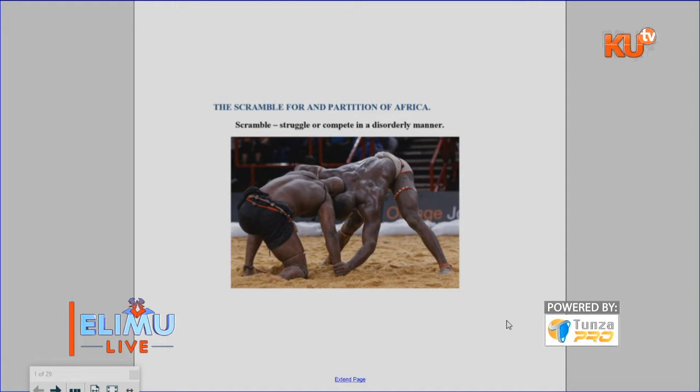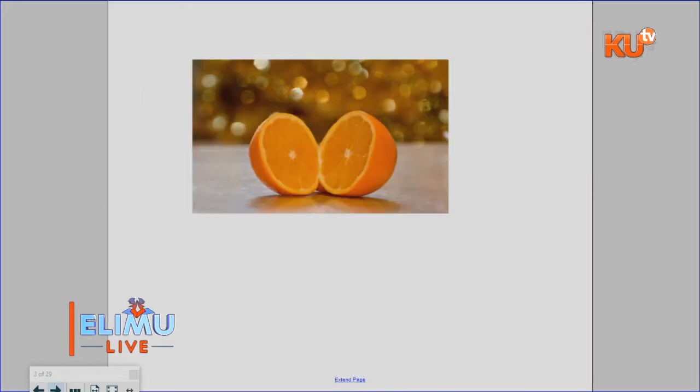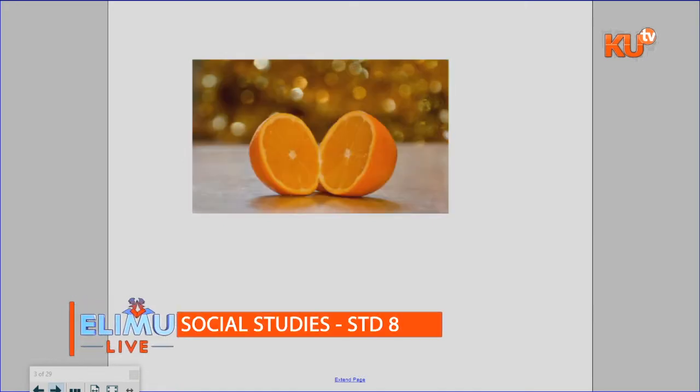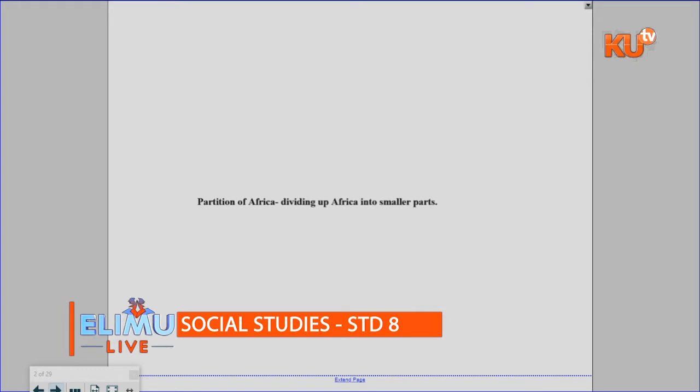The word partition means to divide. Let me go and show you. The word partition is there on top. If you check, you are going to see that partition is to divide up Africa into smaller parts. When you divide Africa into smaller parts, it means to partition.